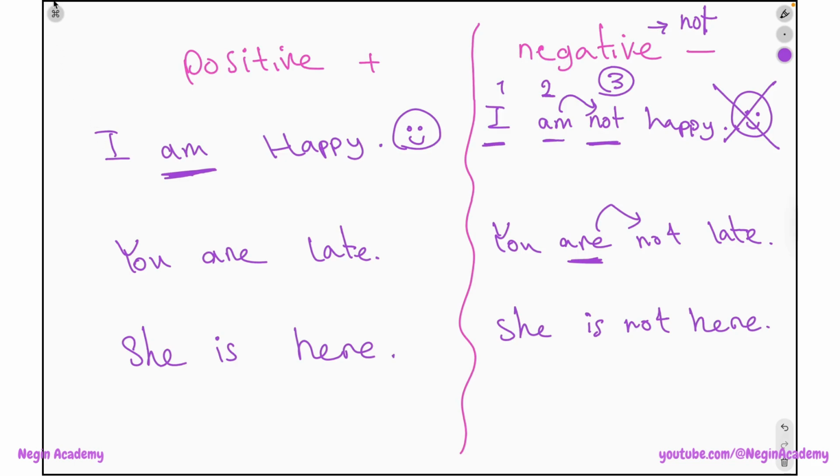Again, we have short forms for all of these examples. Instead of saying I am not happy, I can say I'm not happy. Instead of saying you are not late, I can say you're not late. Instead of saying she is not here, I can say she's not here. Also, we have another kind of contraction whenever we have negative sentences. Let's find it out together.